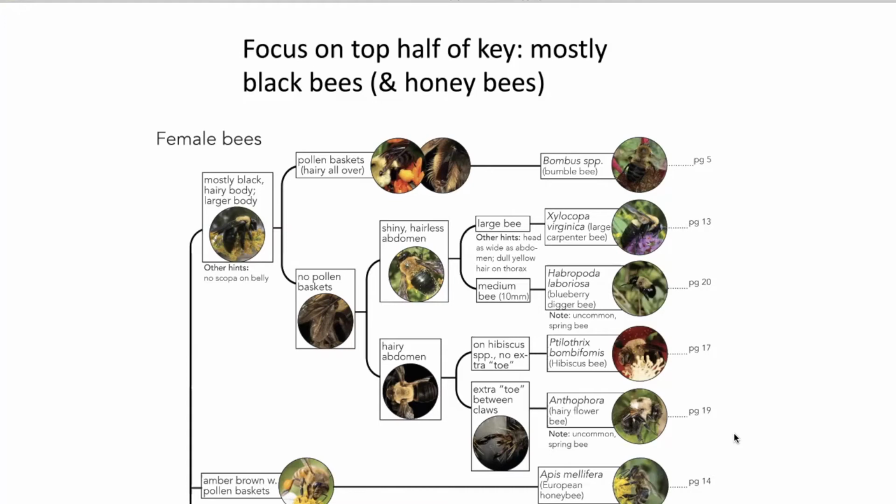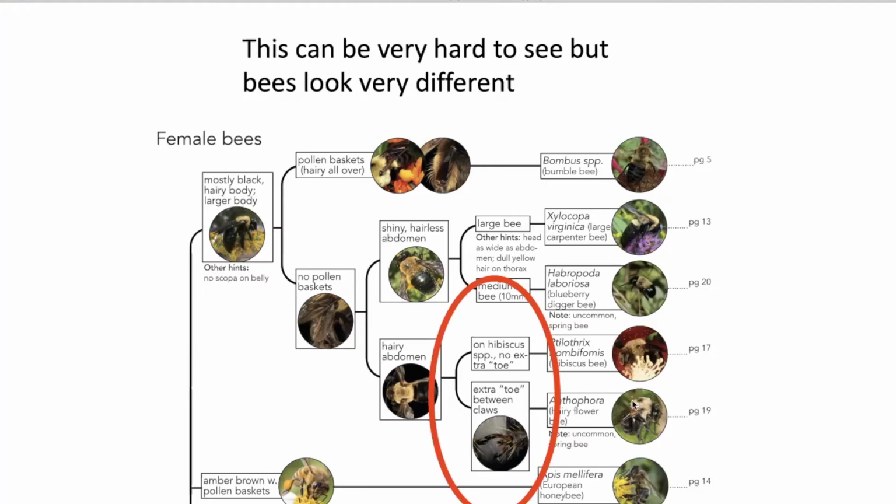Okay, I'm going to mention one more thing about this key, and that is right here. So if you say, okay, it's a mostly black bee, it doesn't have a pollen basket, it has a hairy abdomen, then you get this thing with the extra toe, which I mentioned is really hard to distinguish, even on very good photos, just because it's very tricky to see. But we are in luck in that from hairy abdomen, we go to 2 species, Tylotrix and Anthophora. And I don't think you really need this. I think you can just figure that out.